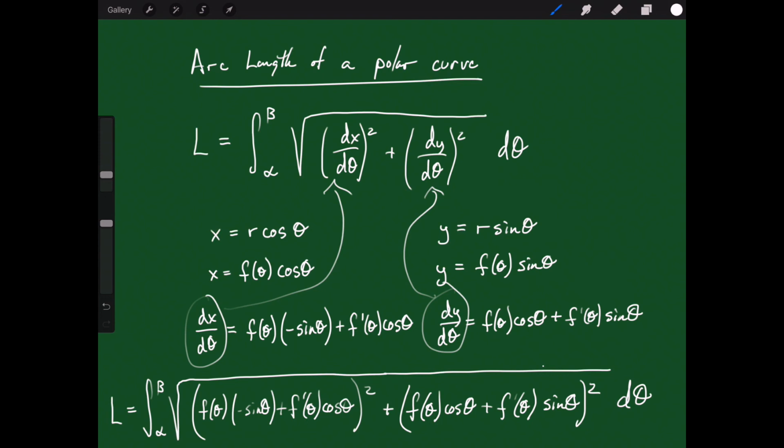Okay, and now I need to multiply this out. So what I'm going to do, I'm going to erase some of the stuff on top real quick so I can keep that on the bottom so I can look at it. So let's just quickly erase some stuff up here.